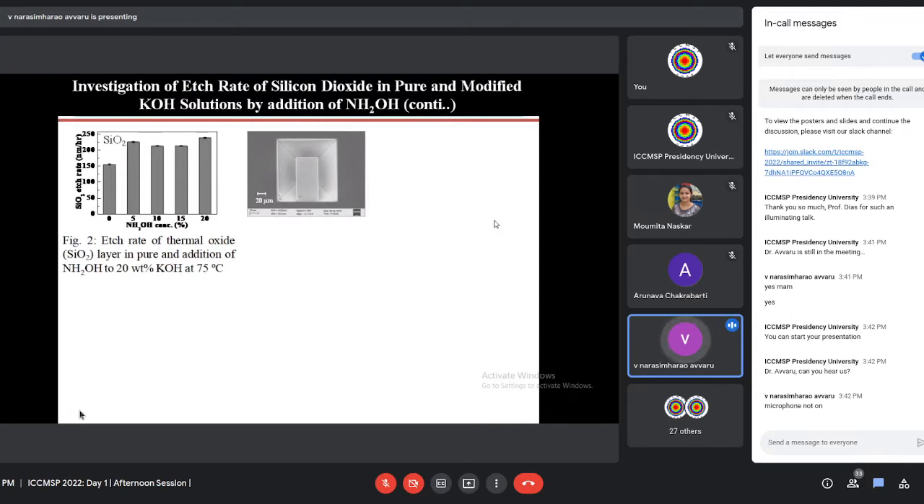Similarly, we also studied the etch rate of silicon dioxide, which is used as a mask and structural layer in the fabrication of microstructures for MEMS applications. This is the pure solution; after addition of NH2OH, it increases a little bit. We mostly expect a low etch rate, and here it is not considerably increased. That is one of the advantages of this modified solution.